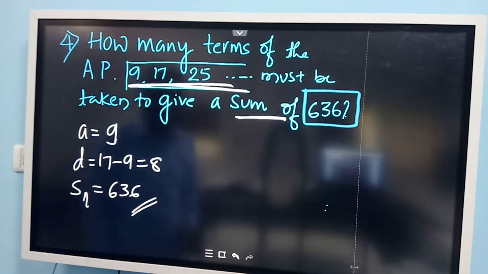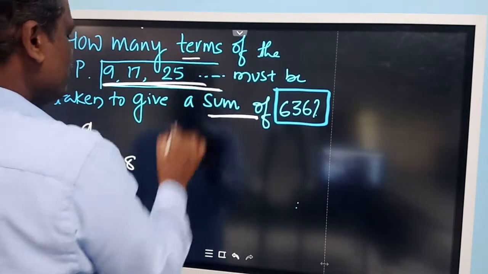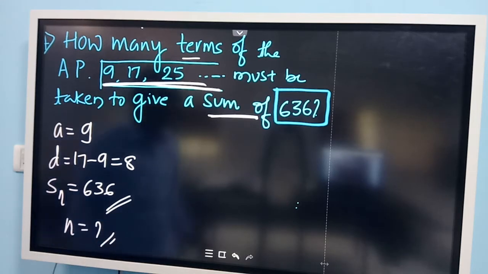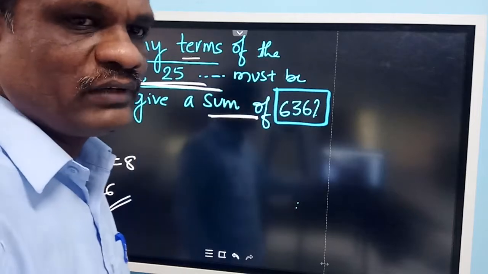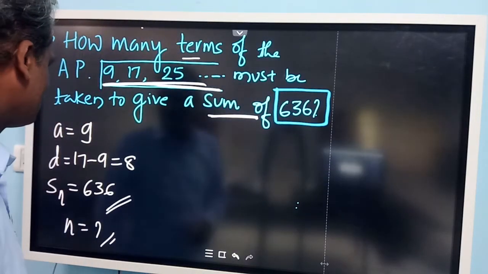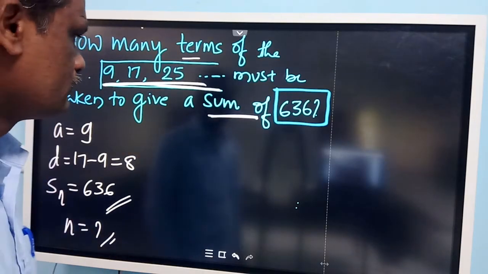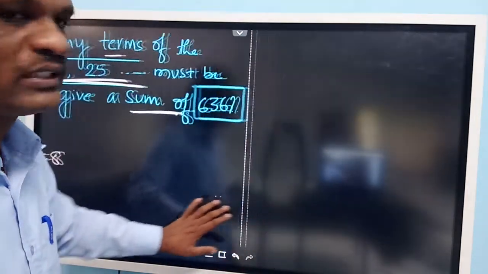So we have a, d, and we have to find out how many terms. So we have to calculate the value of n here. n is the question mark. Tell me now, first which formula we have to apply. We have two formulas to find out the sum of n terms. Which one can we use here? What is the formula you can use here?